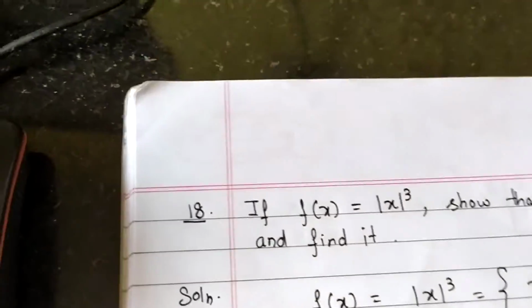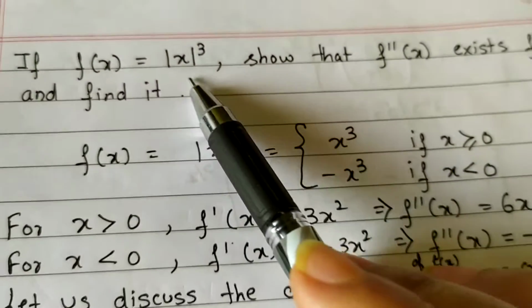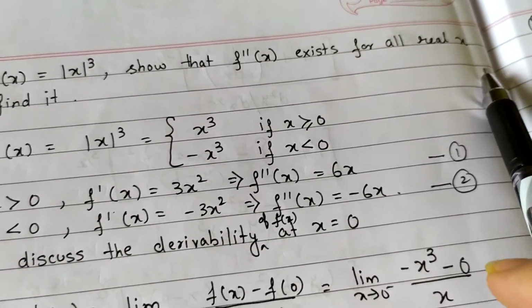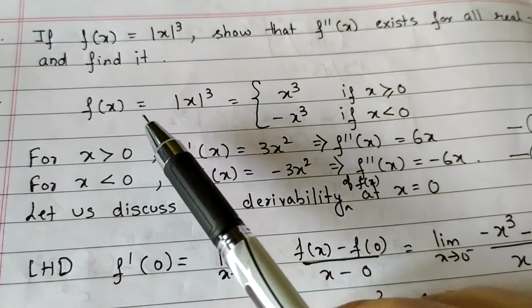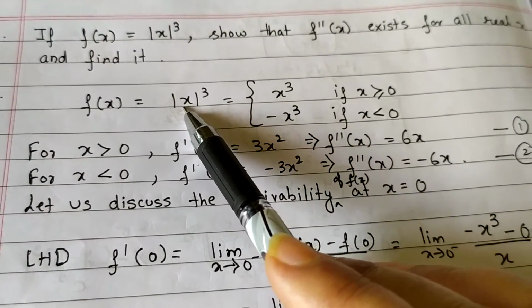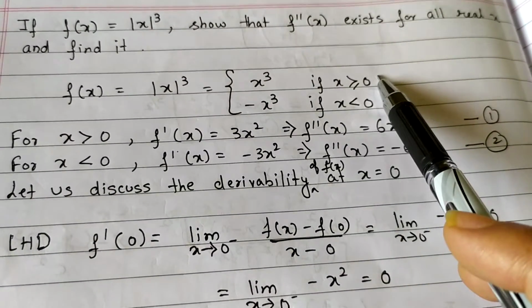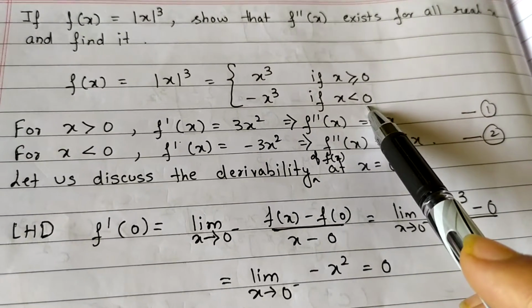Now the next question for today is question number 18. If f(x) is equal to mod x cube, show that f double dash exists for all real x, and we have to find it also. So f of x is equal to mod x cube. You know what is the definition of mod x function. It will be equal to positive of x cube if x is greater than or equal to 0, and negative of x cube if x is less than 0.